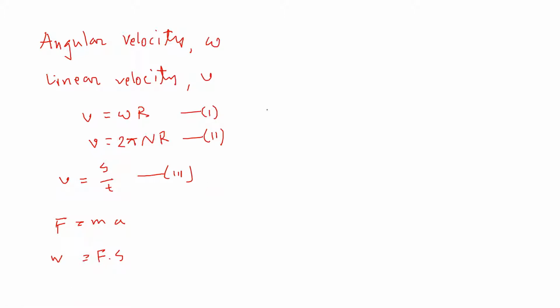And then power is the rate of work. So power is the rate of work. So force times distance, that's the work. And then rate of work is per time. So we can write S by T, which you can see is the velocity. So that would be F times V. That is the power.